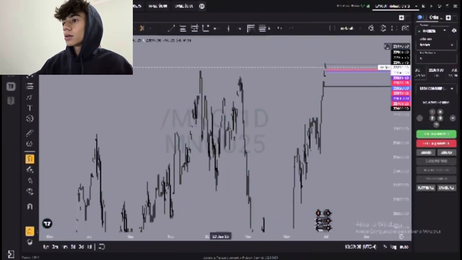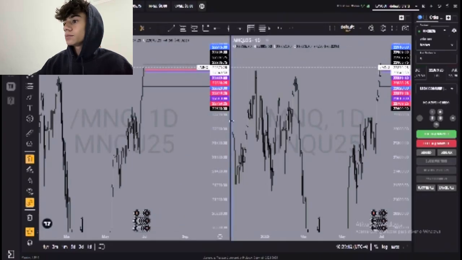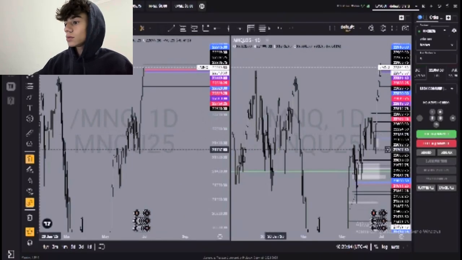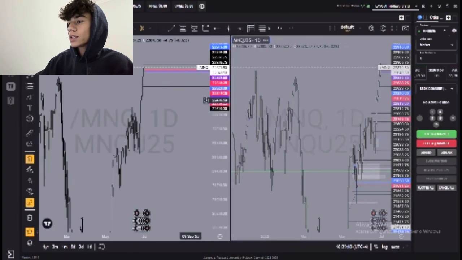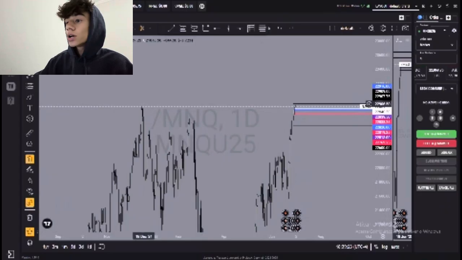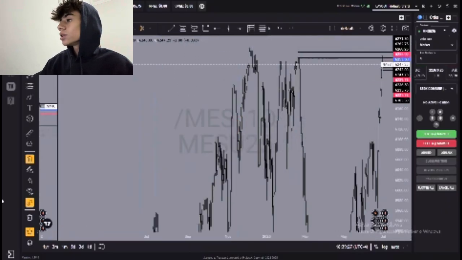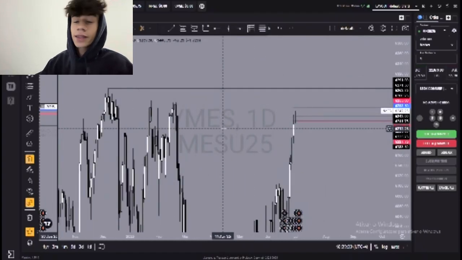So here, as you can see, let me put it on the dual. NQ, put ES and ES. So, as you can see here, NQ took these all-time highs, right? And when I looked to the left, to ES, they didn't take it out.